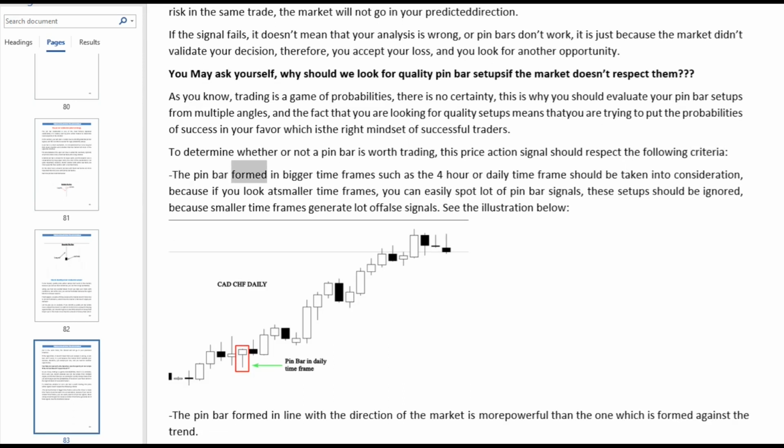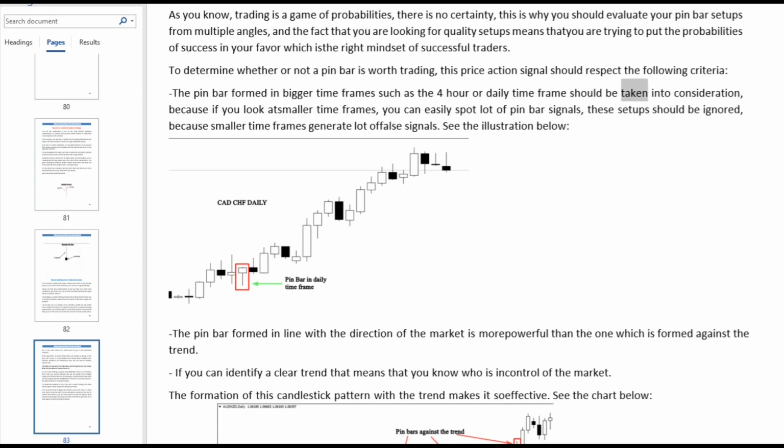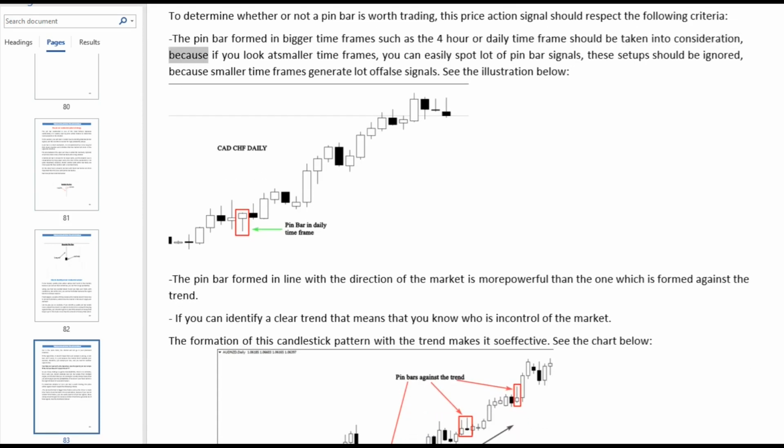The pin bar formed in bigger time frames such as the 4-hour or daily time frame should be taken into consideration, because if you look at smaller time frames, you can easily spot a lot of pin bar signals. These setups should be ignored.